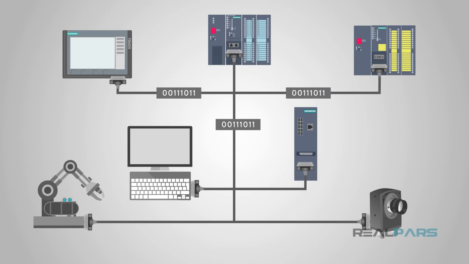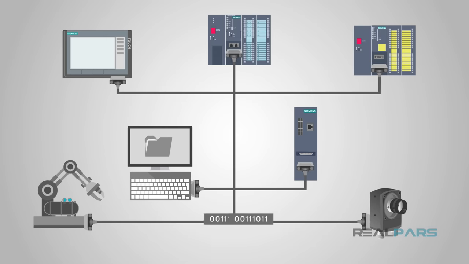PLCs use RS232 to talk to other modules, or even other PLCs. These modules can be anything that also uses RS232, such as operator interface, or HMI, computers, motor controllers, or drives, a robot, or some kind of vision system.